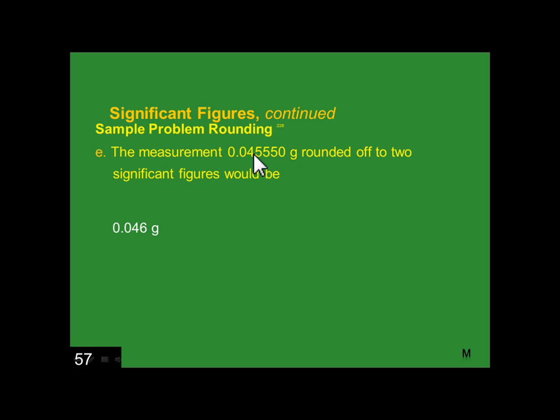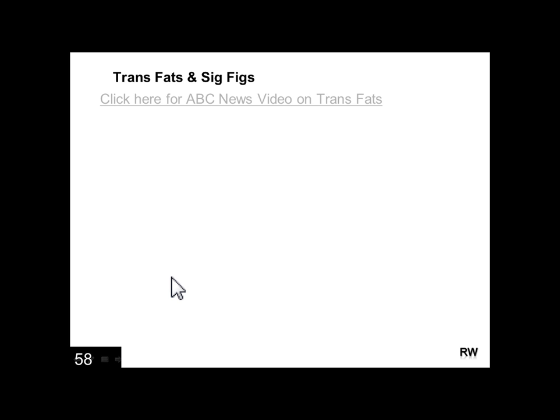You want to keep the 4, that's your first significant figure, and then you're going to keep this decimal place here. But the question is, do you keep it 5 or do you round it up to 6? Well, look over to your right. There's a 5 there, so that means you round that to 6. So the correct answer is 0.046 grams.